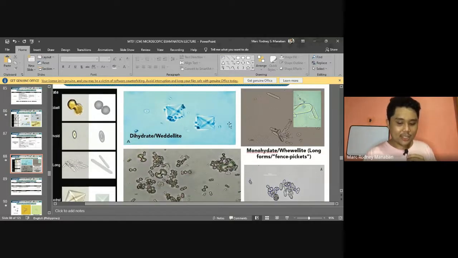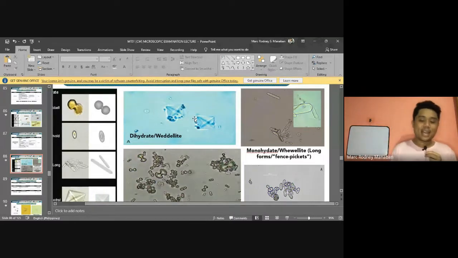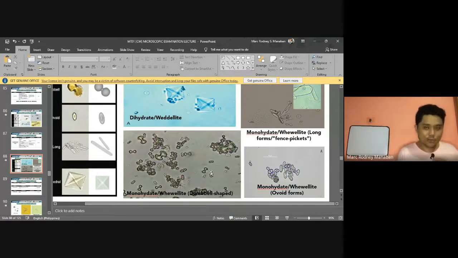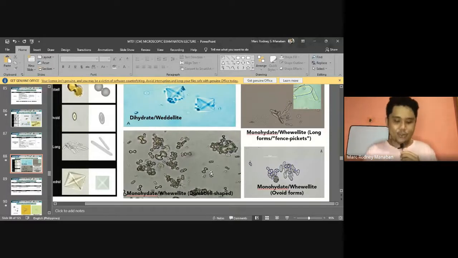As you can see, the dihydrate has an X that passes through the middle, and it looks like an envelope. And again, I forgot to mention, the main importance of the monohydrate is seen in cases of ethylene glycol poisoning or antifreeze, because antifreeze is sweet. It can be mistaken as a juice or a drink because it is sweet. So again, that's the significance of the monohydrate.